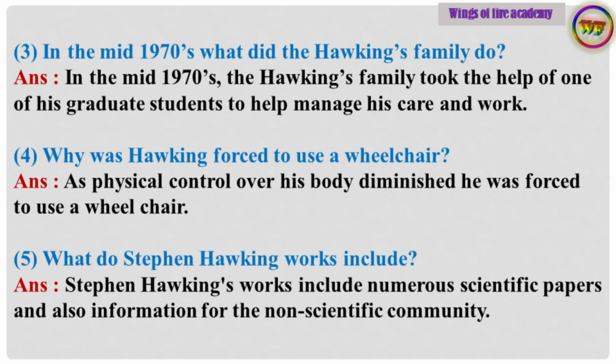Sub-question 3. In the mid-1970s, what did the Hawking family do? Answer. In the mid-1970s, the Hawking family took the help of one of his graduate students to help manage his care and work. Sub-question 4. Why was Hawking forced to use a wheelchair? Answer. As physical control over his body diminished, he was forced to use a wheelchair.